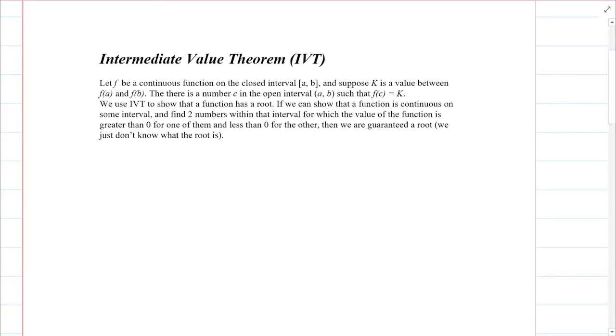So let me explain that on a graph. Assume that you have a nice and continuous function. By continuous, we mean there is no jump, there is no hole, there is no discontinuity, there's no vertical asymptote on an interval. So let's say this is A and this is B, and our function is nice and continuous on that interval, between A and B.